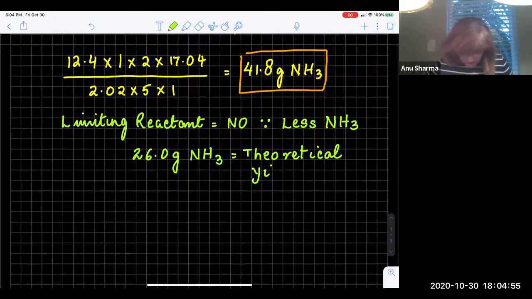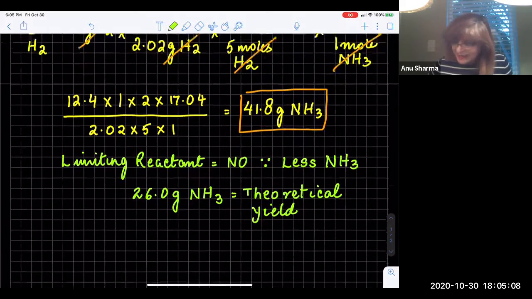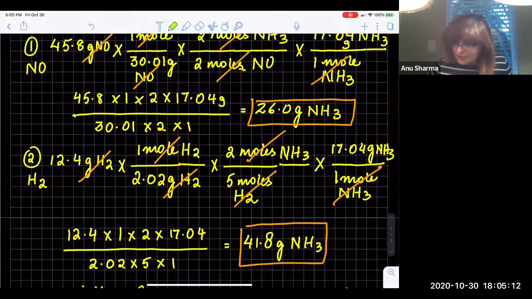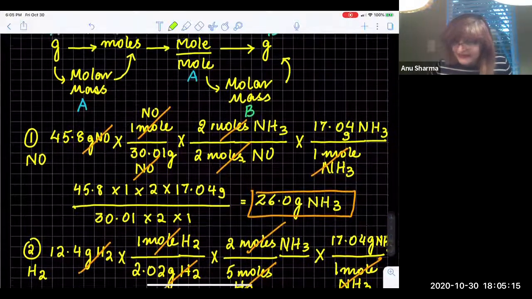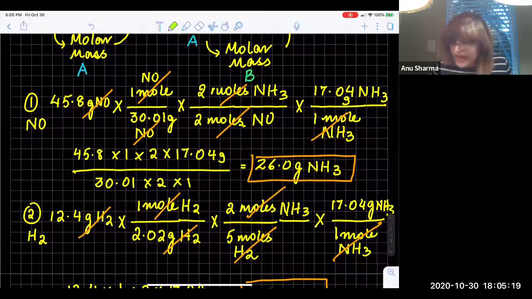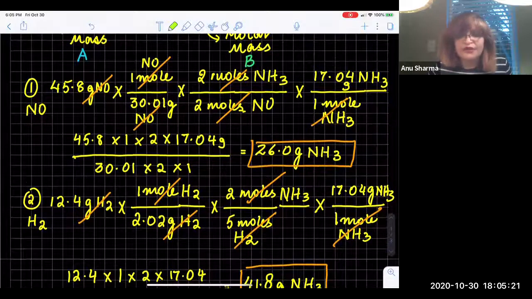In theory, this is the theoretical yield. You won't be able to produce anything more than that. In fact, actual yield is even lesser. But anyways, I hope that was easy, and just pay attention: the limiting reactant is the one that gives you less product. So whichever reactant gave you the less product is the limiting reactant.